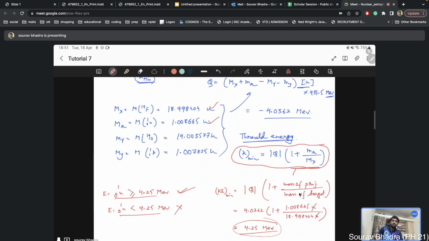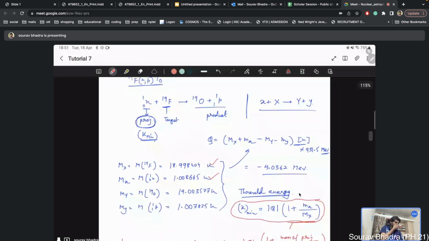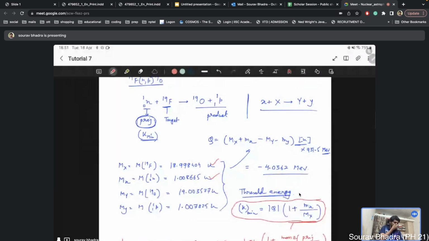So this is the minimum value of the energy required for the projectile, and we can calculate it like this: first we calculate the Q value of the given reaction, and then we multiply the mod Q value with 1 plus mass of the projectile divided by mass of the target.